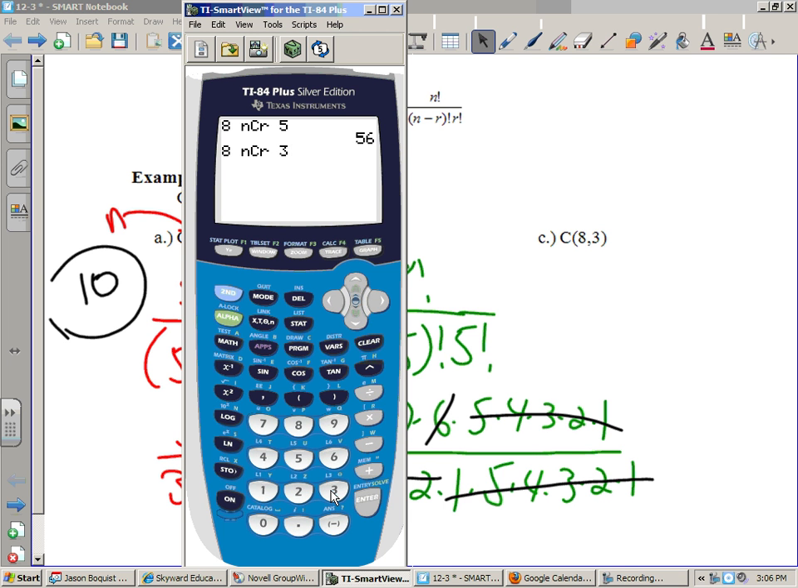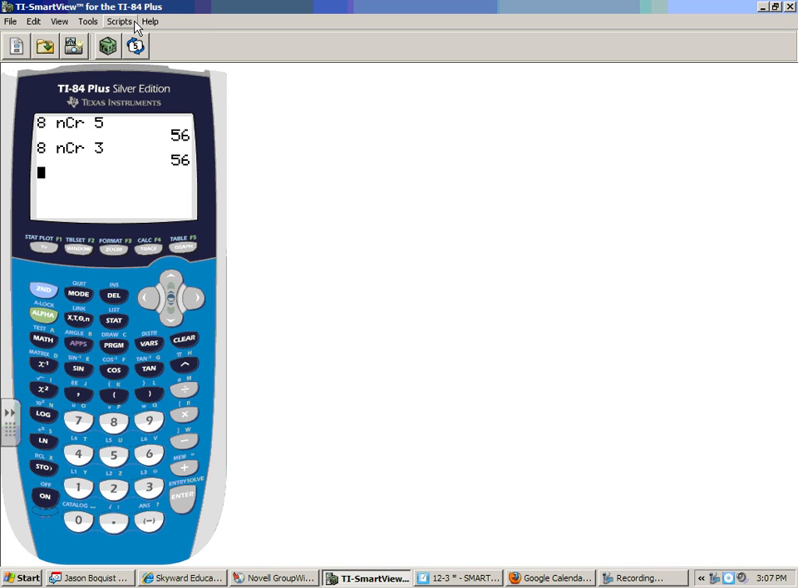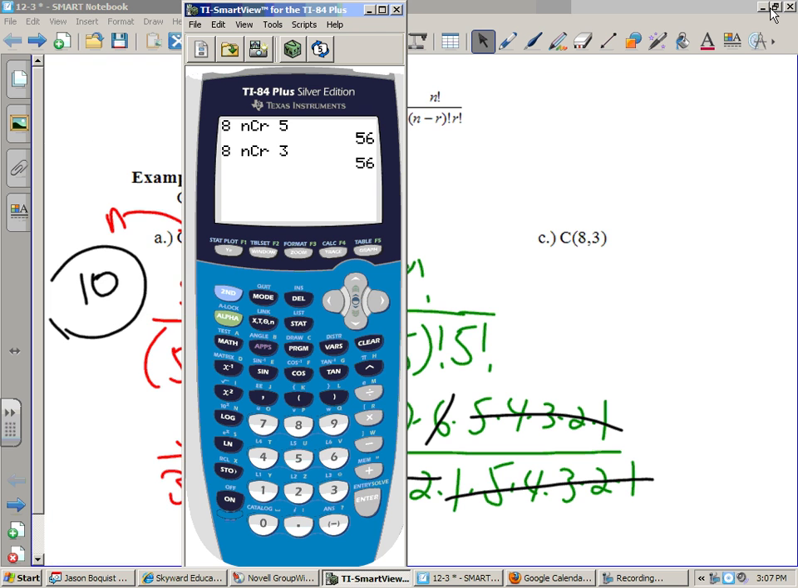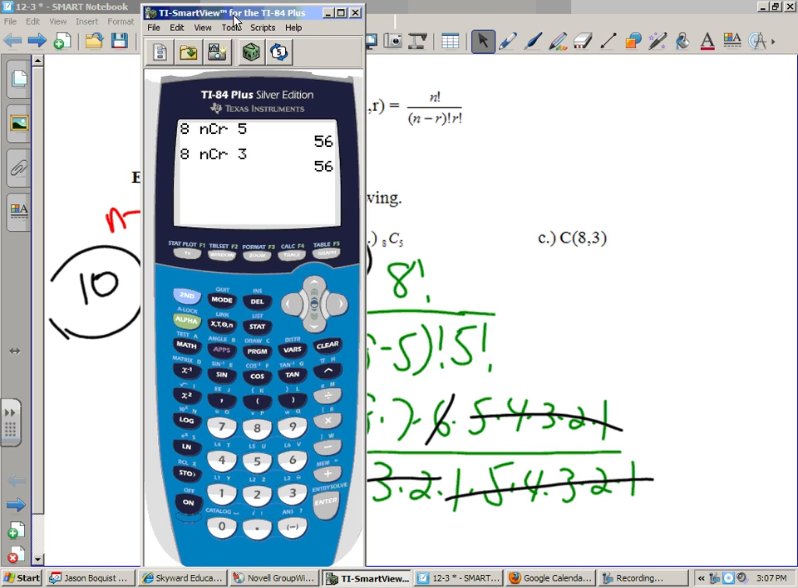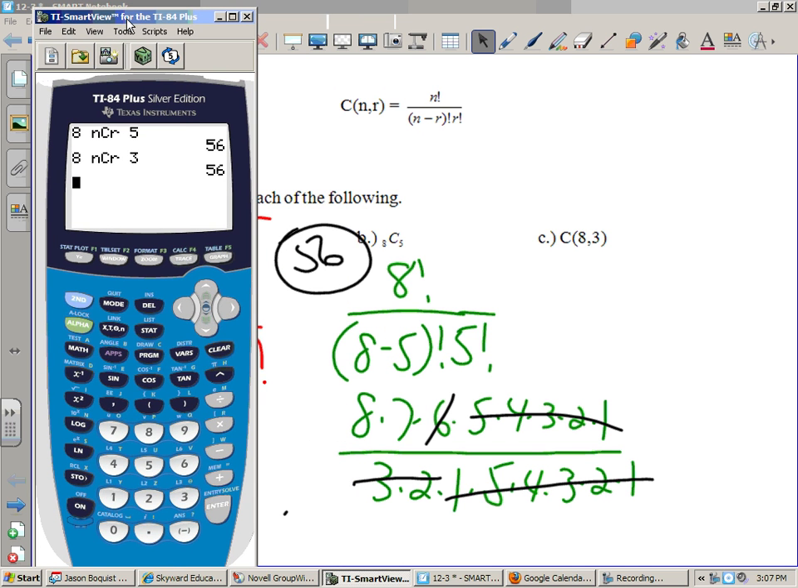Are you suspicious of your answer? Are you just going to trust the calculator, or are you going to try and make some kind of reasoning for why this actually works? So as you can see, B and C are both 56.